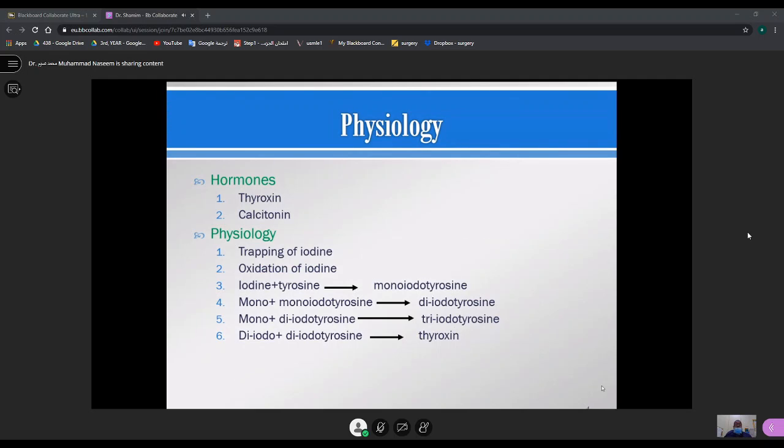Physiologically, the thyroid gland produces two types of hormones, thyroxine and calcitonin. Thyroxine is produced by thyroid follicular cells, whereas calcitonin is produced by parafollicular C cells. In the physiology of thyroxine, first there is trapping of iodine followed by its oxidation, then the oxidized iodine combines with tyrosine to form monoiodotyrosine. Two of these combine to form diiodotyrosine, and then one mono and one di combine to form triiodothyronine, or two of the diiodo combine to form thyroxine.